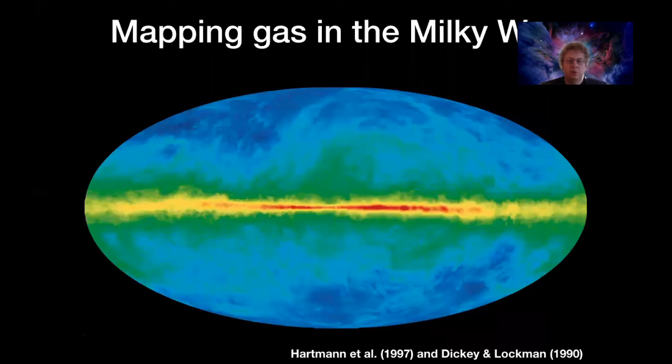So if we look for just how much light there is at this 21 centimeter wavelength, we can make a map of all of the hydrogen in our galaxy. And this is what it looks like. You'll notice it looks very much like the dust. And it turns out that that's generally true. The hydrogen, the gas, seems to be in the same place as the dust is.